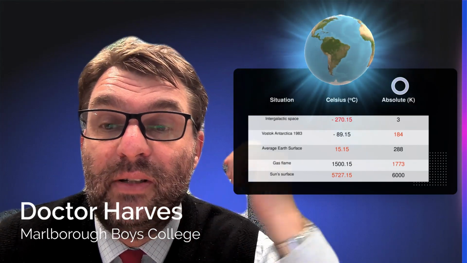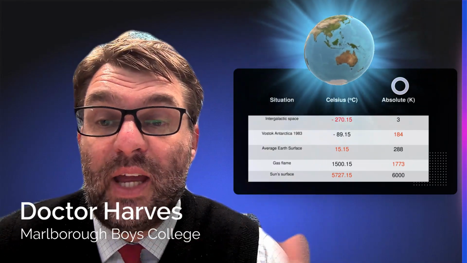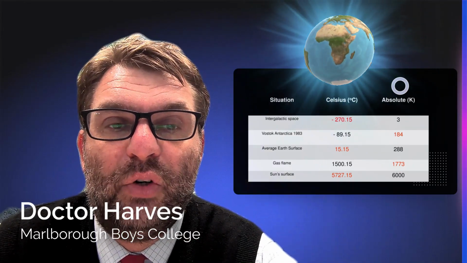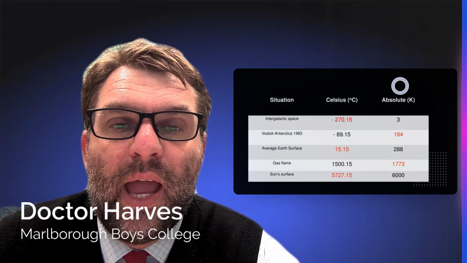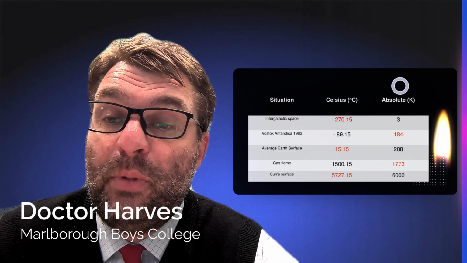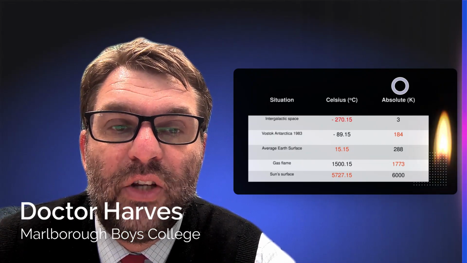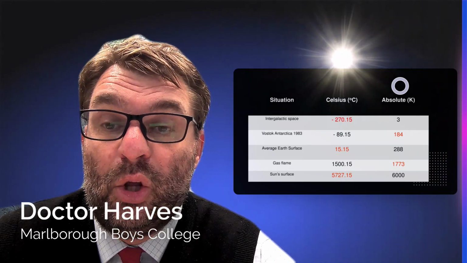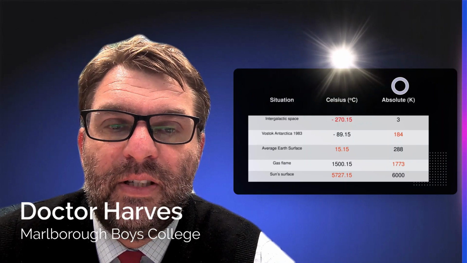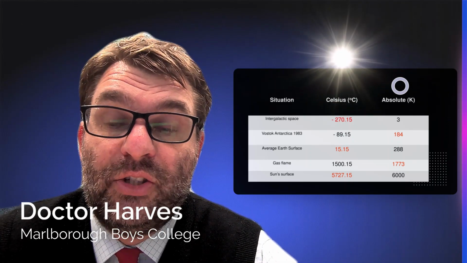The average Earth temperature is increasing due to climate change, but its average over both winter and summer is 15.15 degrees Celsius, which is 288 Kelvin. And a gas flame from a Bunsen burner, for example, is about 1500.15 degrees Celsius, or 1773 Kelvin. And the sun's surface, which is a lot hotter, is 5727.15 degrees Celsius, or 6000 Kelvin.